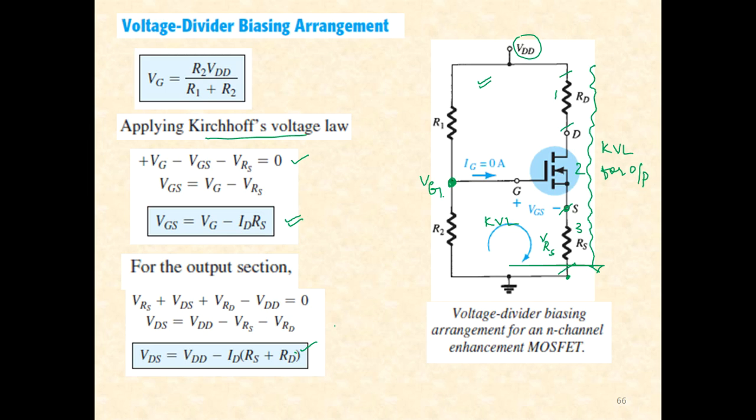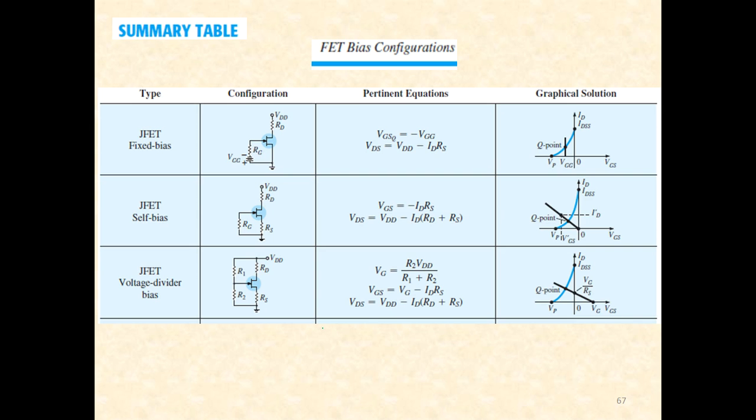Whether the circuit belongs to fixed bias, self bias, or voltage divider bias. That should be your second step. And once you identify that, the third and final step should be the DC analysis. Okay, fine. So let's try to quickly summarize.